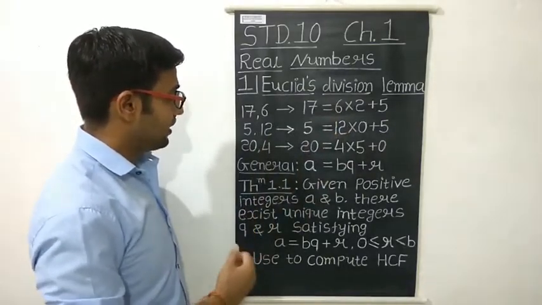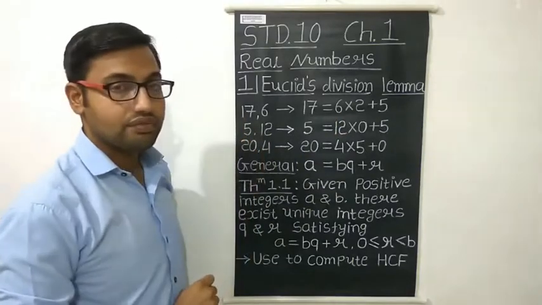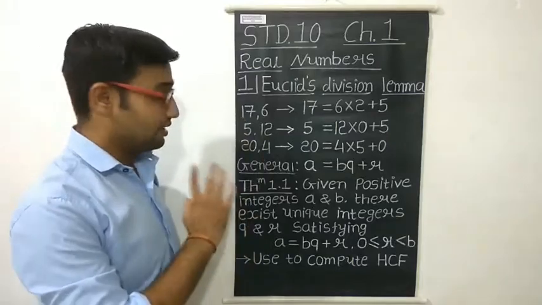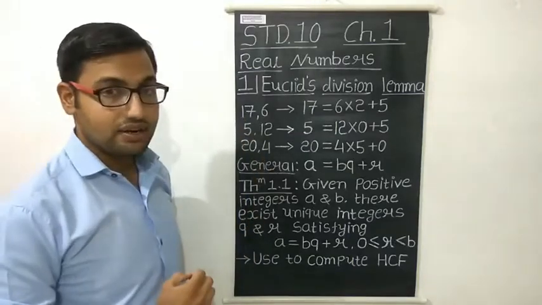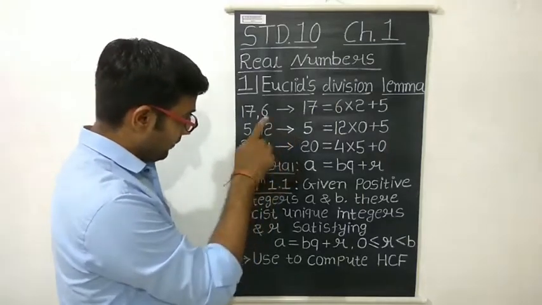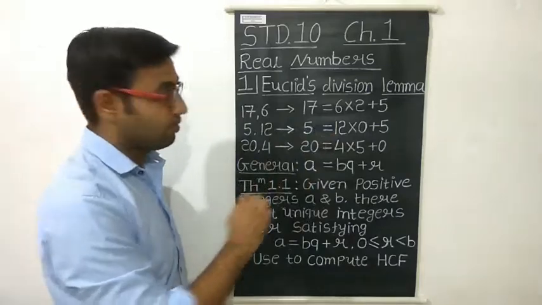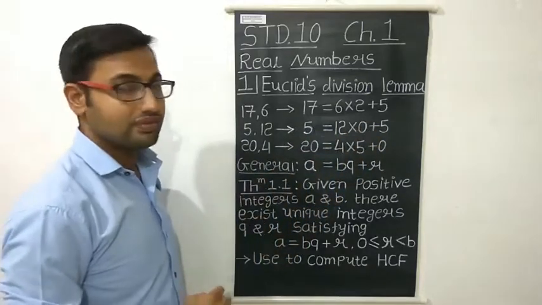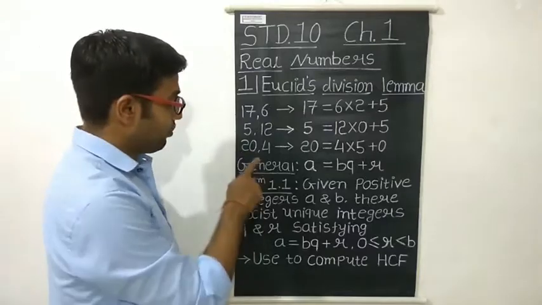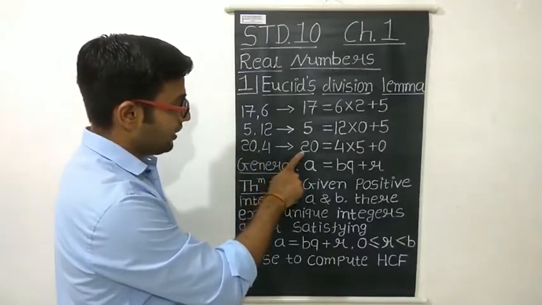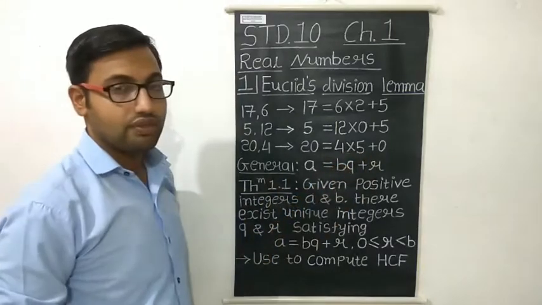Now second example, we want to divide 5 by 12. We know that this division is not possible because 5 is smaller and 12 is greater. So we can represent it as 5 is equal to 12 multiplied by 0 plus 5. See the third example, 20 and 4. We want to divide 20 by 4. So we can write 20 is equal to 4 multiplied by 5 plus 0.